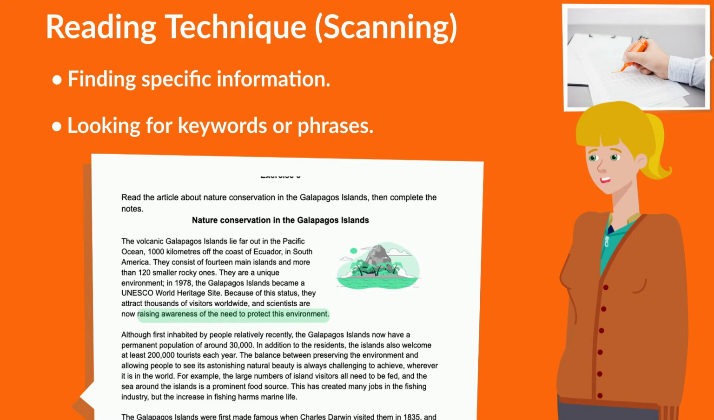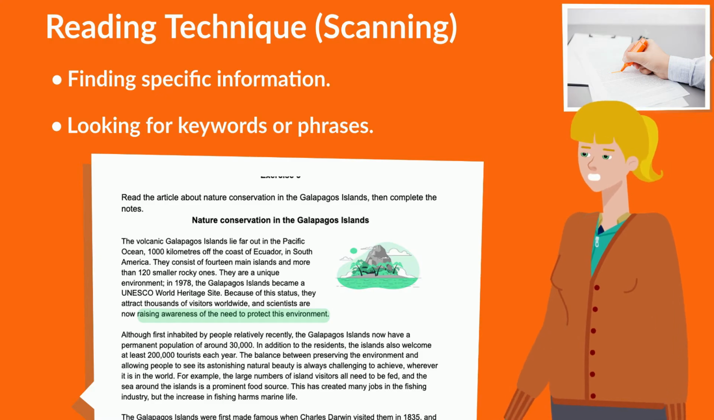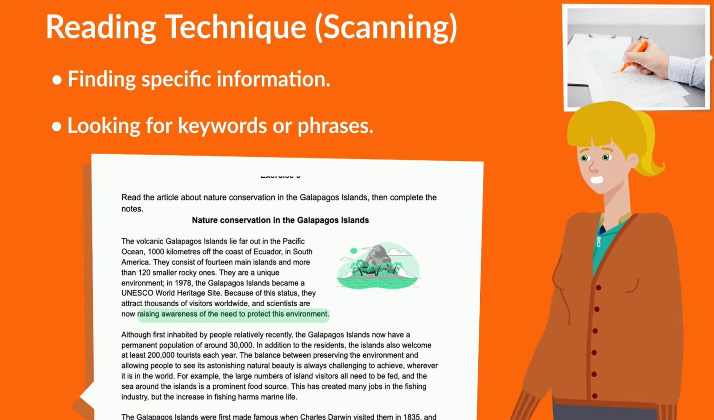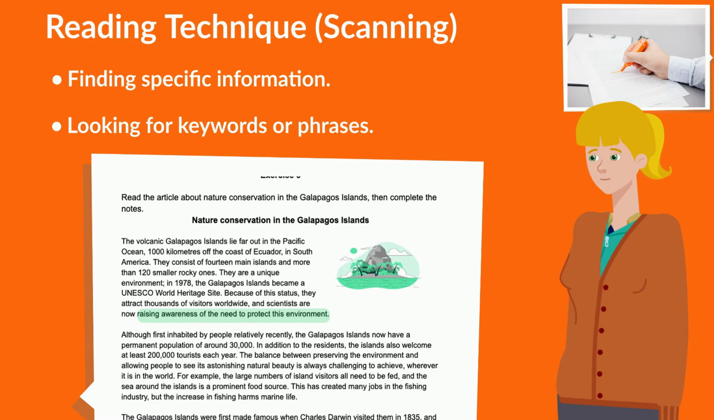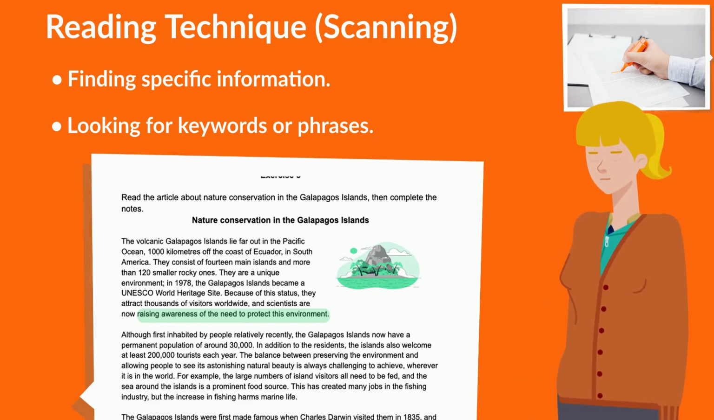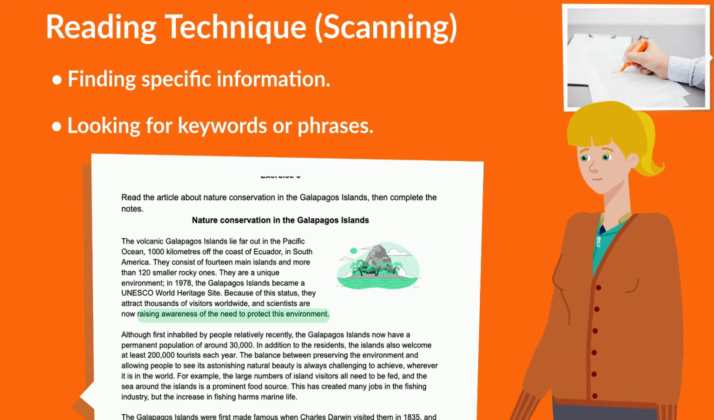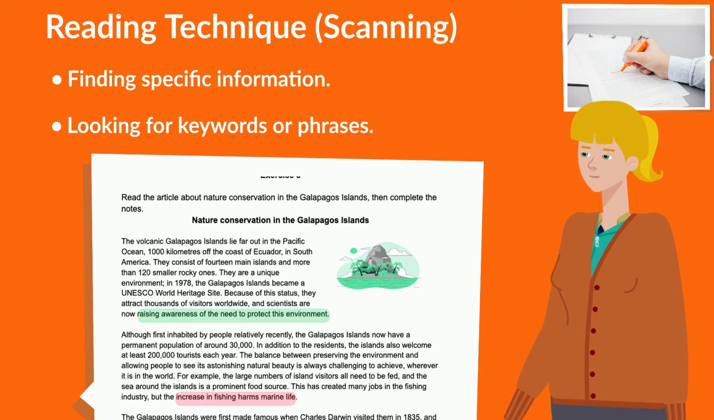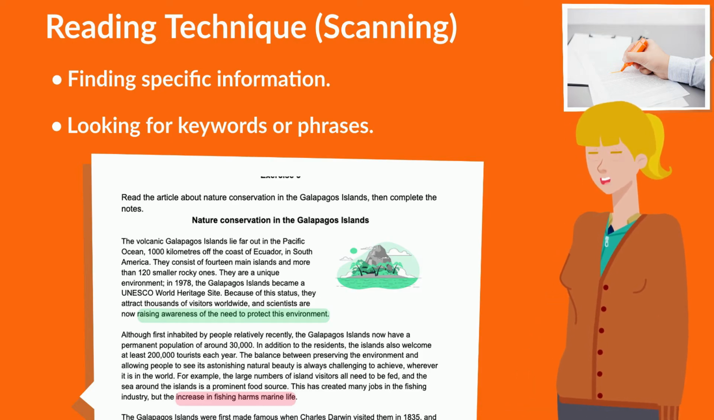Here, the text mentions what the scientists are doing to preserve the island. We should only provide enough information to answer the question, rather than copying large chunks of text. Raising awareness of the need to protect this environment would be enough to get a mark. Next, we move on to the second paragraph. Here, the text mentions visitors' negative effect on the islands. The increase in fishing harms marine life.